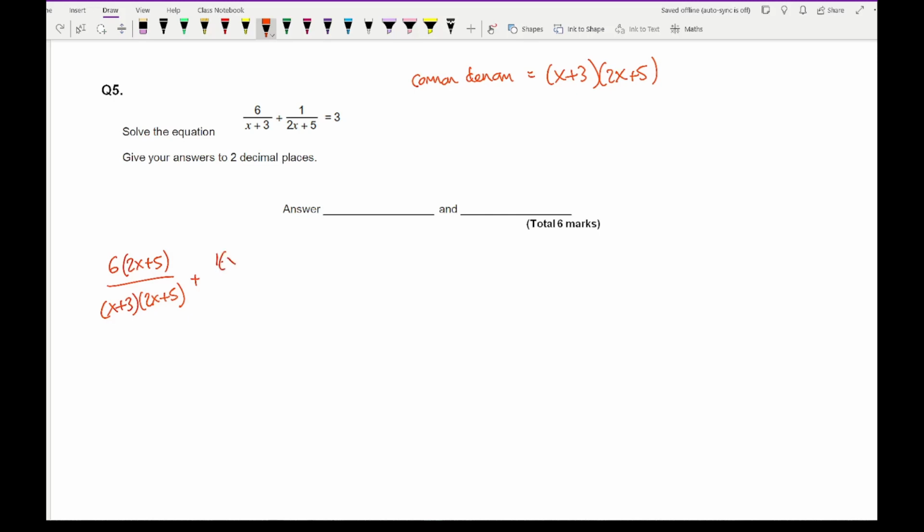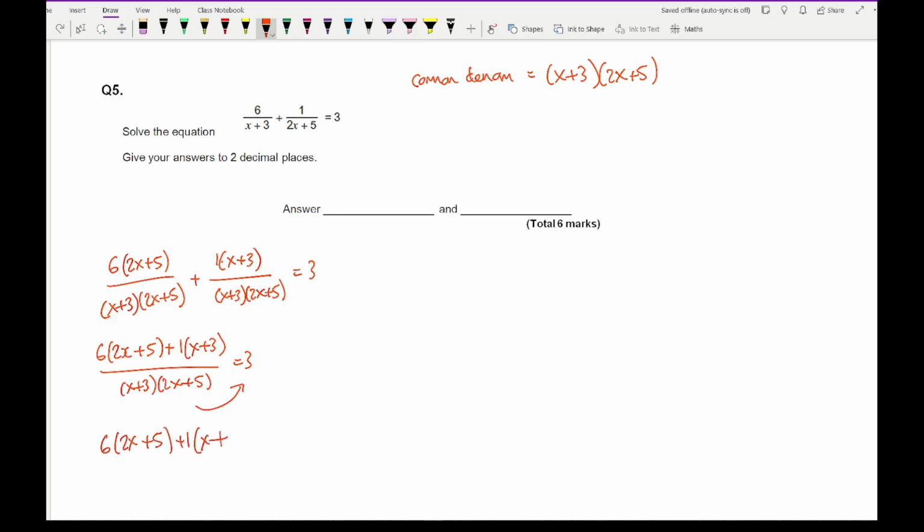So I've got one lot of x plus 3 over (x plus 3)(2x plus 5), and that all equals 3. So again, combining the numerators together, I get 6(2x plus 5) plus 1(x plus 3), and that's all over (x plus 3)(2x plus 5), and that all equals 3. So then just taking the denominator over to the other side, I end up with 6(2x plus 5) plus 1(x plus 3) equals 3(x plus 3)(2x plus 5).